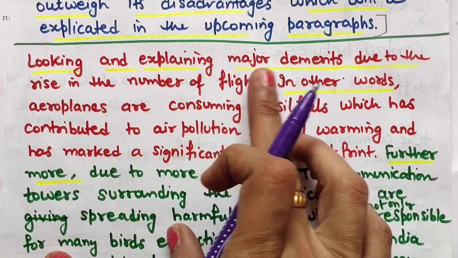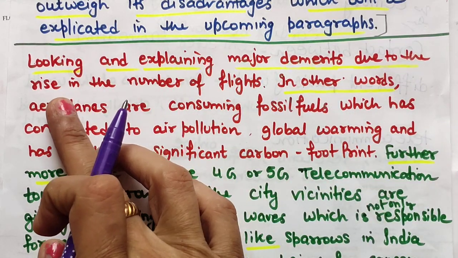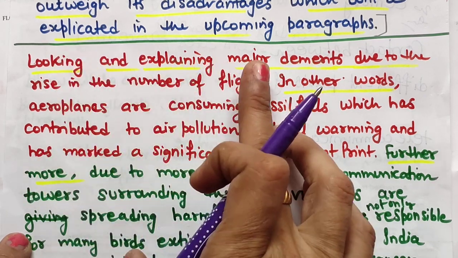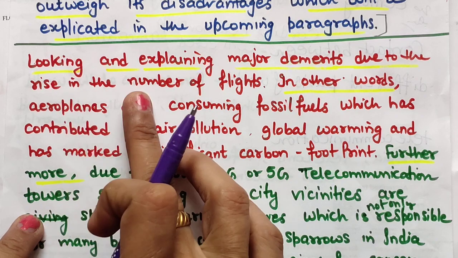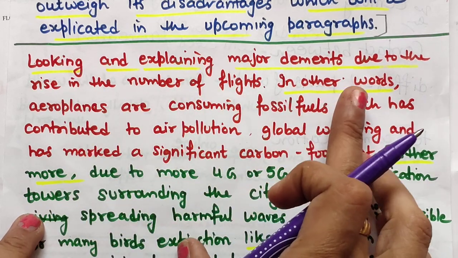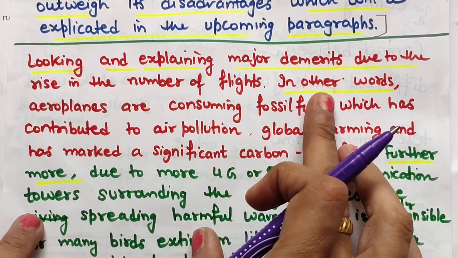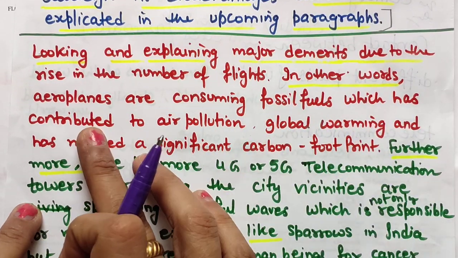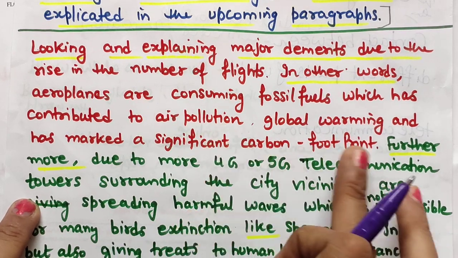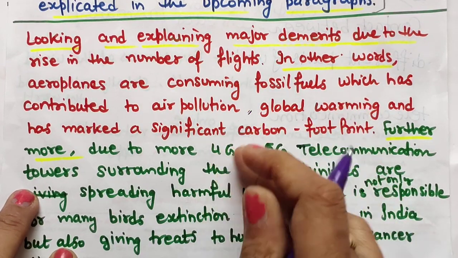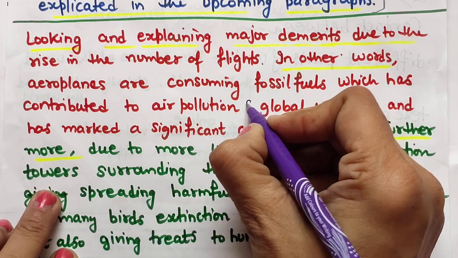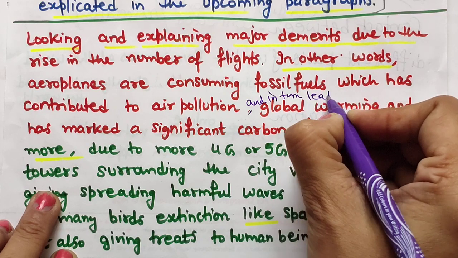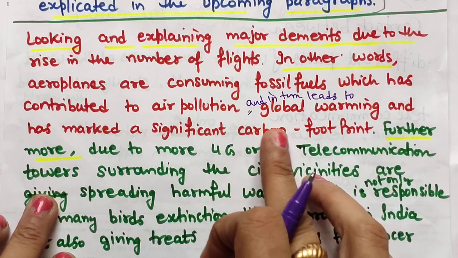Looking at and explaining major demerits due to the rise in the number of flights. So you can write here, instead of "to commence with", major demerits due to the rise in the number of flights. In other words, I am going to explain the points, or firstly you can use it. Aeroplanes are consuming fossil fuels which has contributed to air pollution, and in turn leads to global warming.